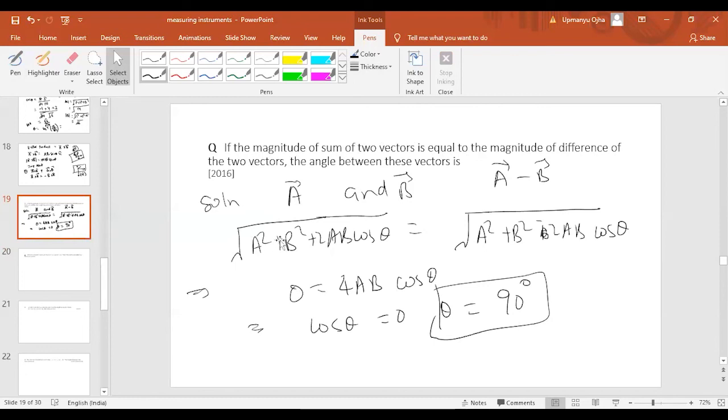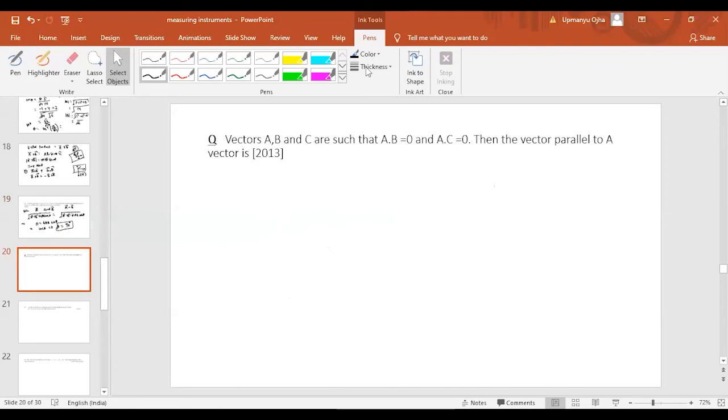The magnitude of A plus B is root of A square plus B square plus 2AB cos theta. The magnitude of the difference is root of A square plus B square minus 2AB cos theta. Okay. Now the second problem. It is a bit conceptual. If the vectors A and B are such that A dot B is equal to 0, and A dot C is equal to 0, then the vector parallel to vector A is.